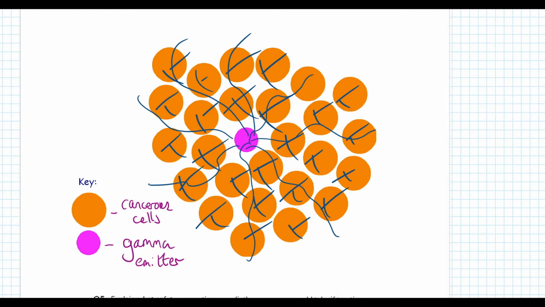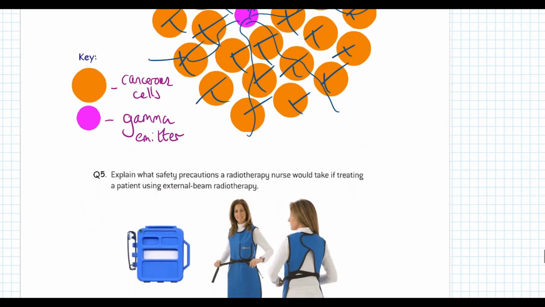It's a little bit like Space Invaders, isn't it? Or perhaps that's a reference not for the younger generation. You just basically are zapping all these cells.